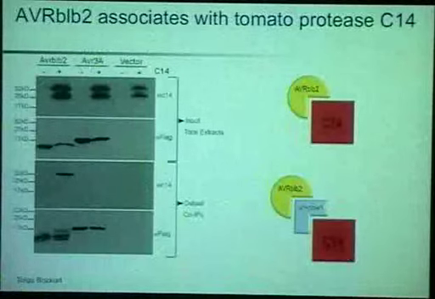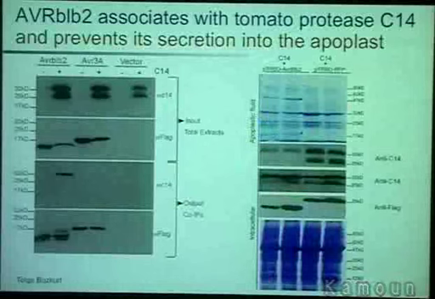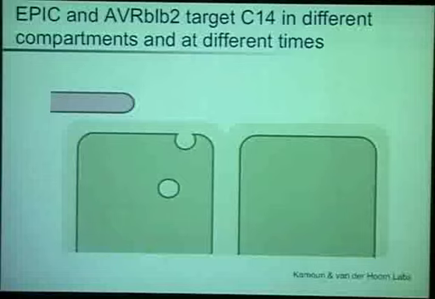So Tolga went on and confirmed the association. Again, we don't know if this is direct or indirect, but he discovered what AVR-BLB2 does to the protease. He found that AVR-BLB2 prevents the secretion of this protease into the apoplast. So this is the model.